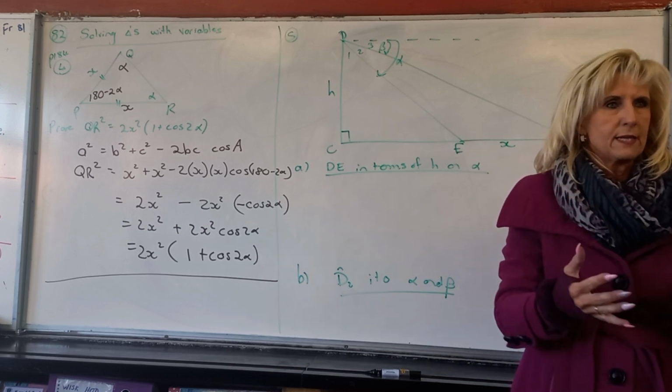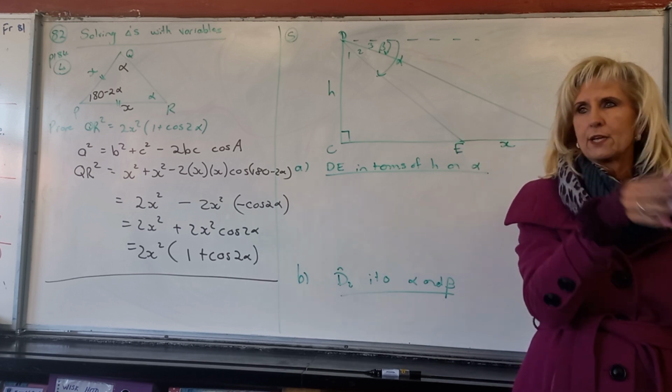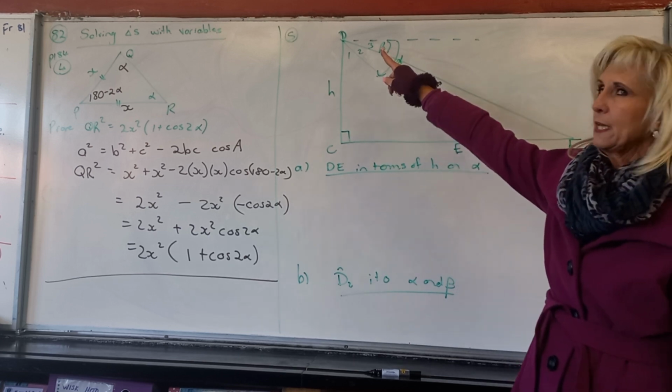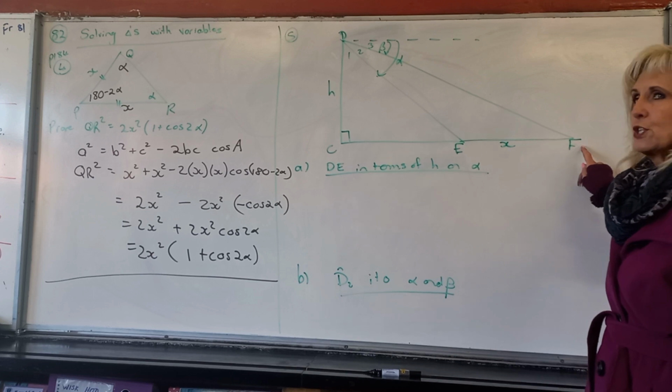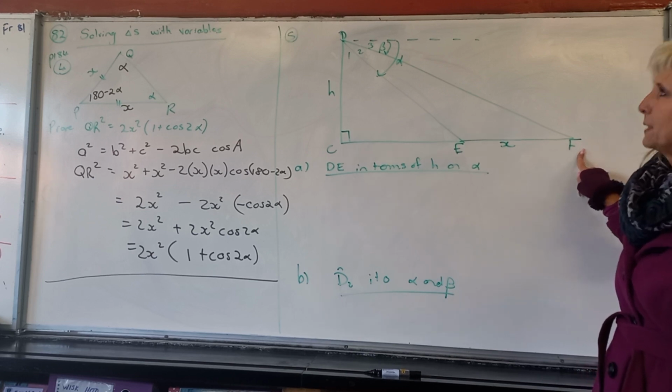Although, guys, in the test, this is what's done. They give you the sketch and then they talk the whole story next to it. And they say, from D, the angle of depression to F is beta.